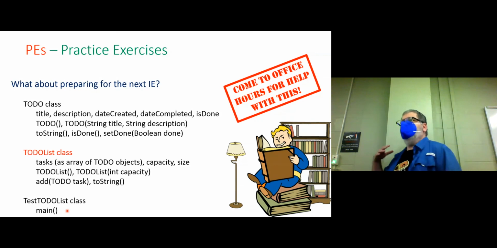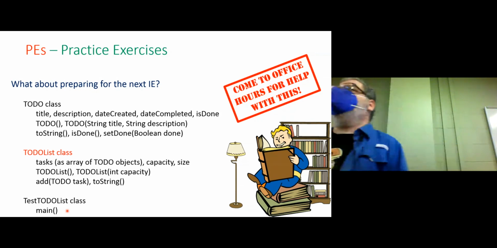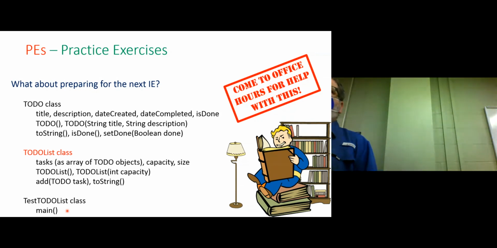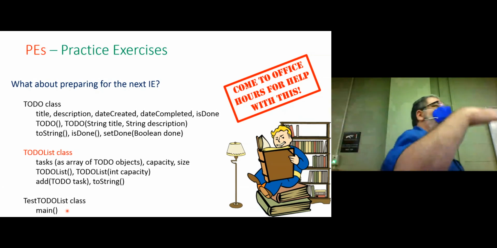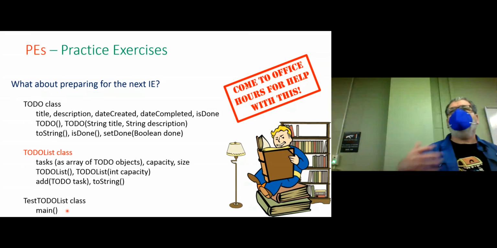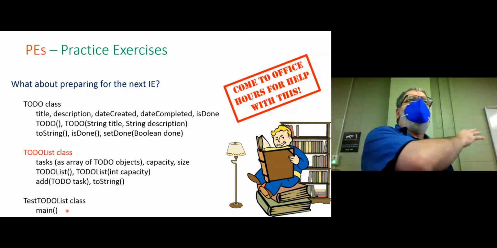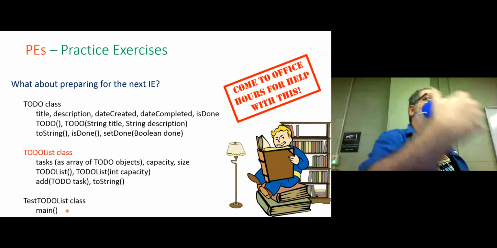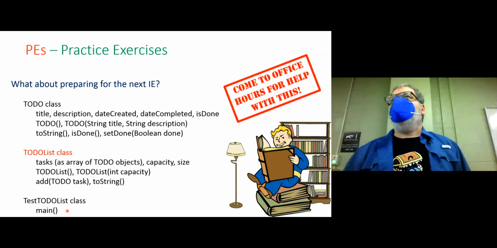Why? Because I expect that you know by now that the main is going to be there to test to-do and to-do list, okay? So there's a lot of assumed stuff on this slide. That's why it's not clear, right? So I'm going to clarify it for you, but I want you to also get used to the kind of stuff that I'm going to expect you to assume, right?